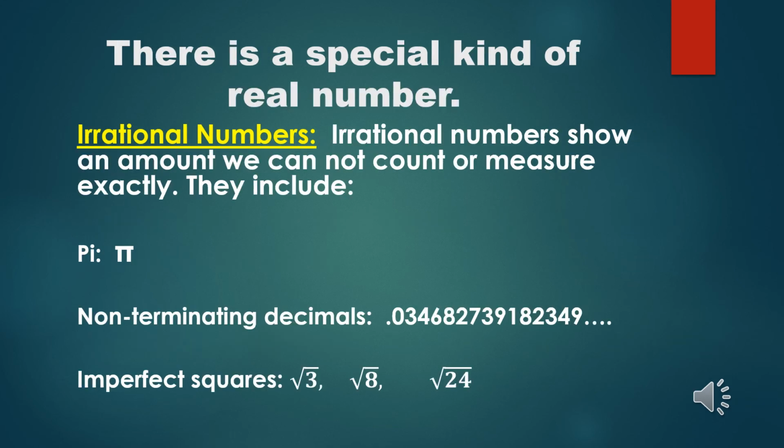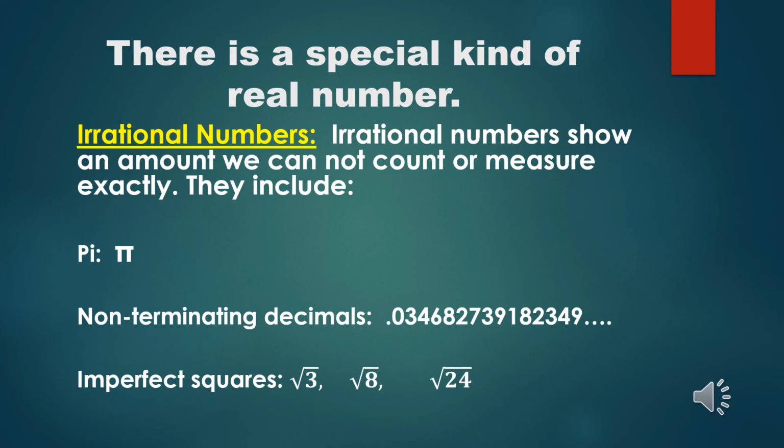The last kind of real number that we need to consider is called an irrational number. Irrational numbers show an amount that we cannot count or measure exactly. We can never be 100% accurate when trying to count or measure an irrational number. Irrational numbers include the symbol used in geometry for pi. They include non-terminating decimals, and they include imperfect squares.